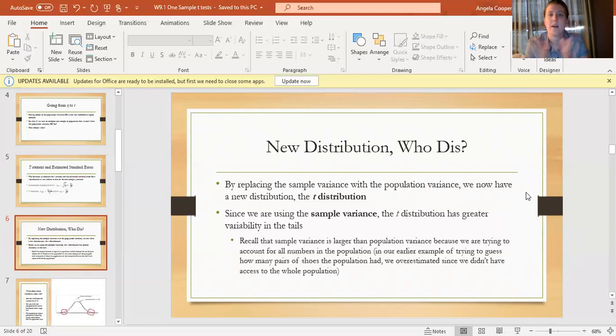If you recall, whenever we have the same data set and calculate the sample variance as opposed to the population variance, the sample variance is always larger because we need to spread out further. We don't know the range of the data since we only have access to the sample. So we tend to spread out just a little further just to make sure we can hug everyone in that sample. So with that being said, the t distribution, which uses sample variability, has a larger variability because it's dealing with the sample.